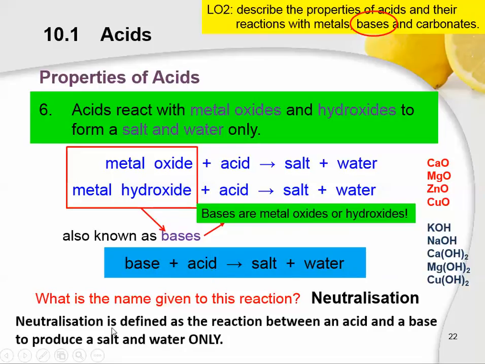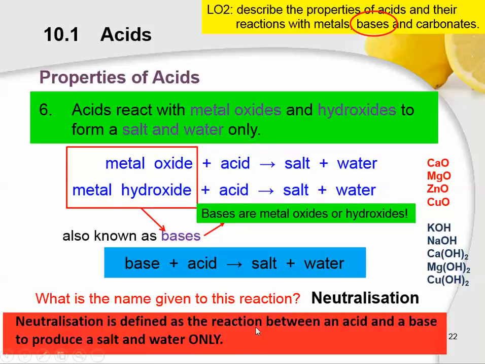So, the definition of neutralization. Neutralization is defined as a reaction between an acid and a base to produce a salt and water only. Is there any gas produced? No, only salt and water. In the previous two examples, the reaction of metals and carbonates, you realize metals react with acid to produce hydrogen gas. Carbonates react with acid to form carbon dioxide. But with bases, you only form salt and water only. Remember the definition.